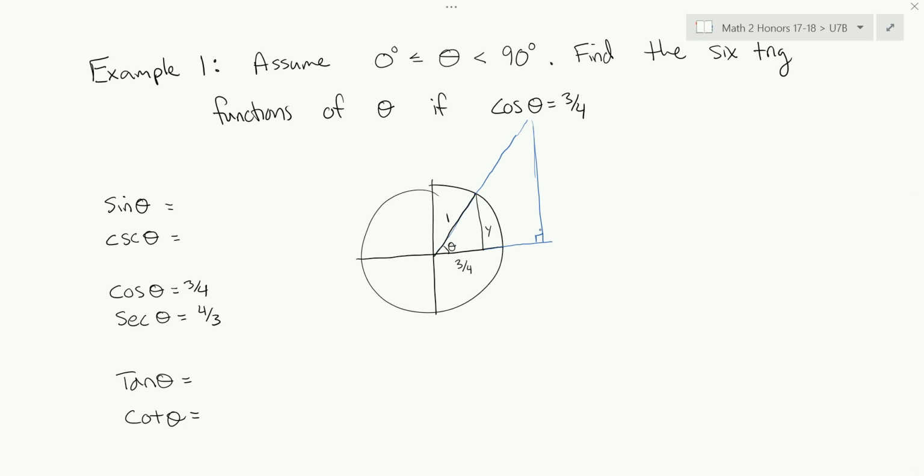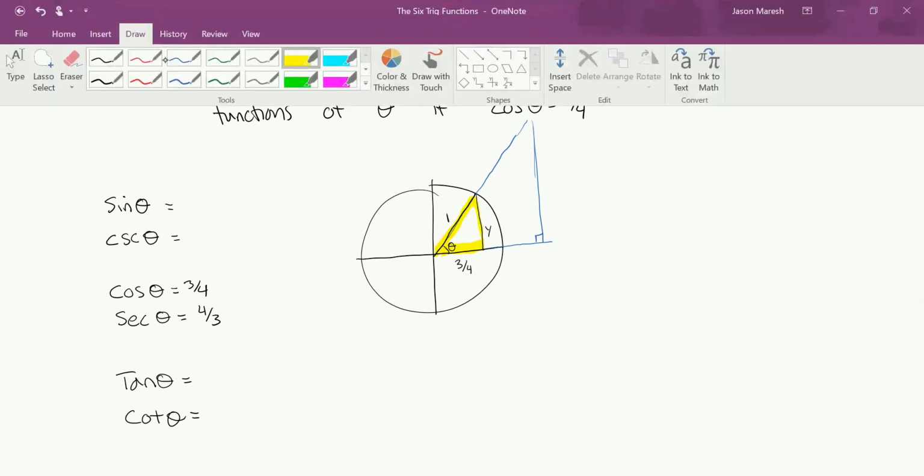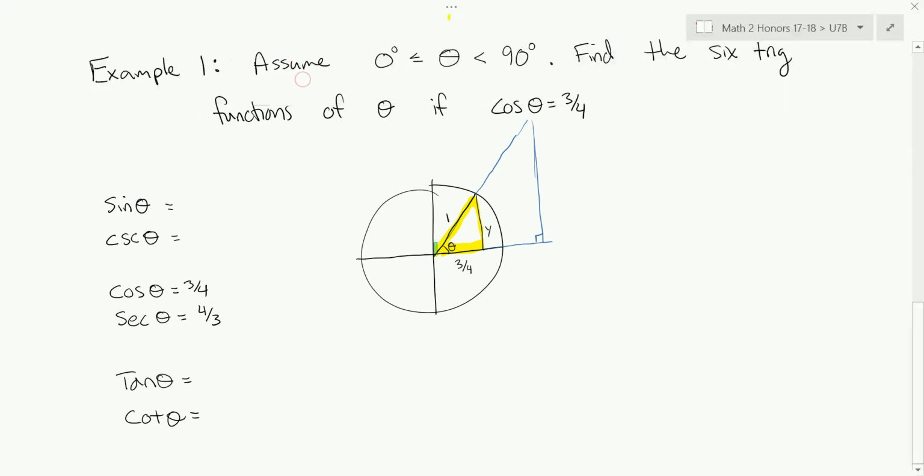Similar by what? Remember how we showed similarity? And if you have a hard time seeing what I'm talking about, this would be your small right triangle. Angle, angle. They share an angle, and they both have a 90-degree angle, and so by angle, angle, those two triangles are similar to each other.